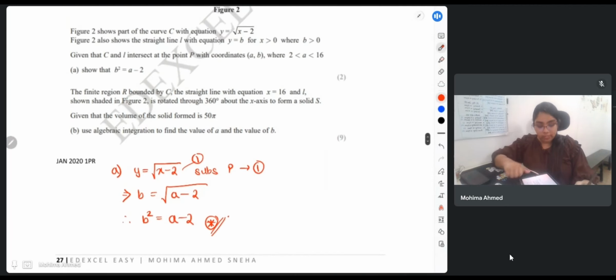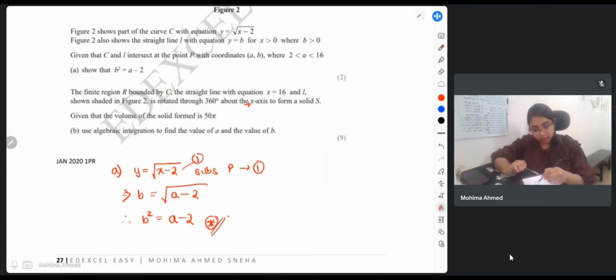So that's it. For part B, again, it says that the finite region bounded by C, the straight line with equation x equals 16, and the line shaded in figure 2 is rotated 360° about the x-axis. Again, if it is rotating through the x-axis, that means we have to use the x coordinate in this situation also.